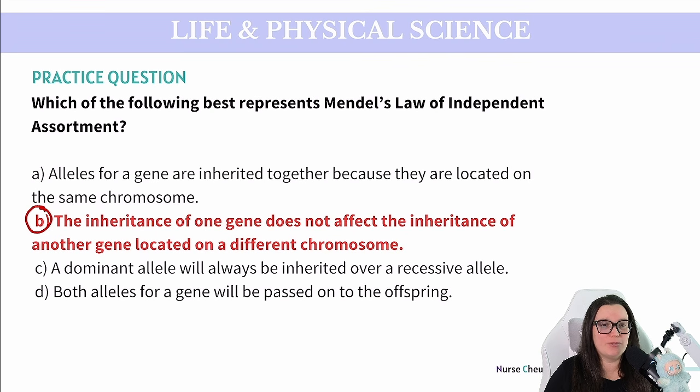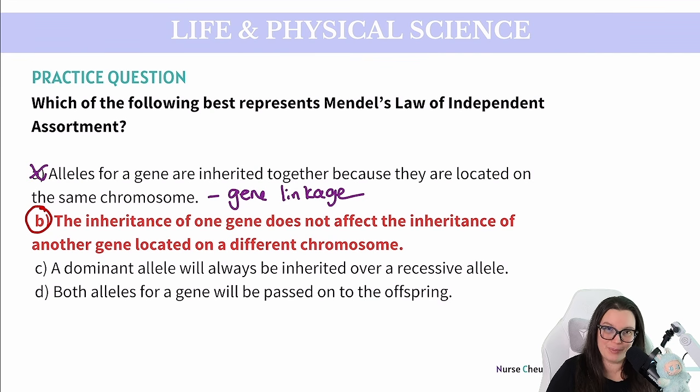Looking at other answer options, A, alleles for a gene are inherited together because they're located on the same chromosome. This would actually refer to a process called gene linkage, not independent assortment. Then we have C, the dominant allele will always be inherited over a recessive allele. This is actually an example of something called dominance, not independent assortment. And then lastly, both alleles for a gene will be passed on to the offspring. This is not a description anywhere when it comes to the law of independent assortment for Mendel's law of inheritance.